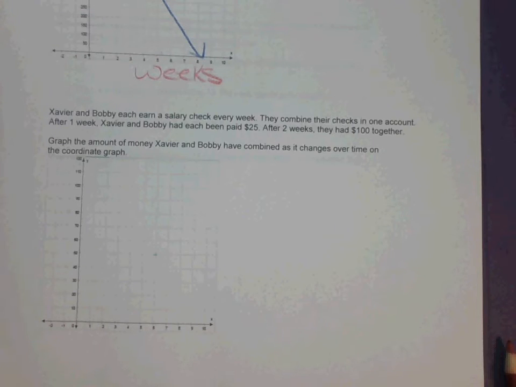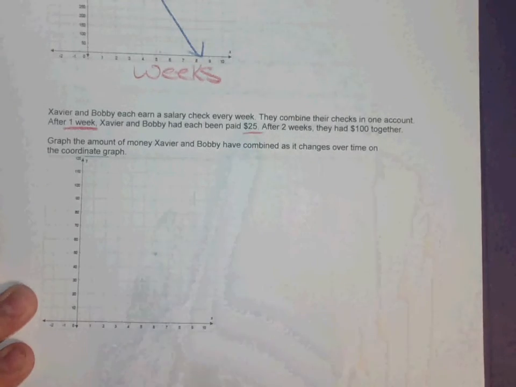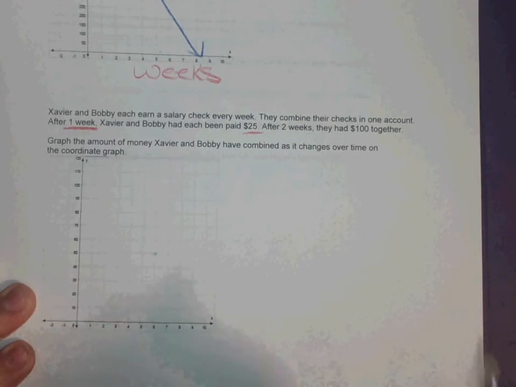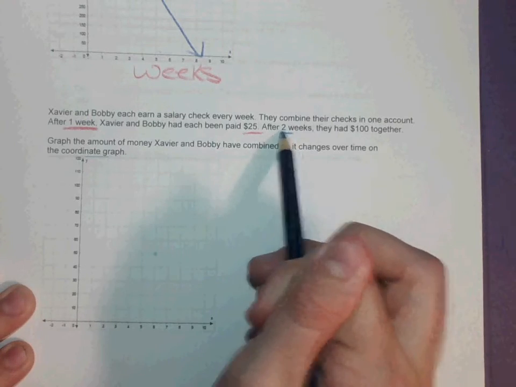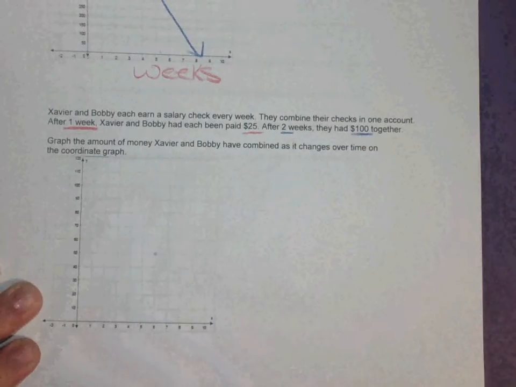Xavier and Bobby earn a salary check every week. They combine their checks into one account. After 1 week, Xavier and Bobby had each been paid $25. After 2 weeks, they had $100 together. Graph the amount of money Xavier and Bobby have combined as it changes over time on the coordinate graph.